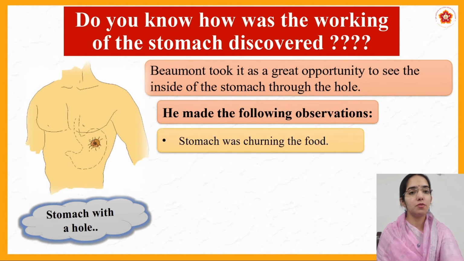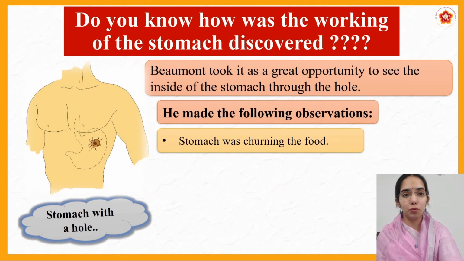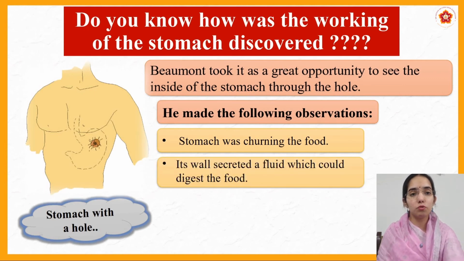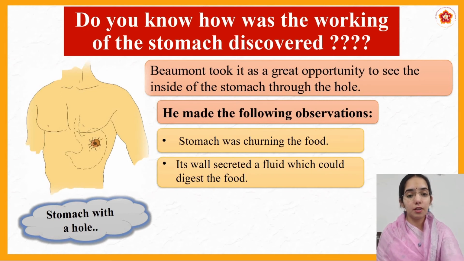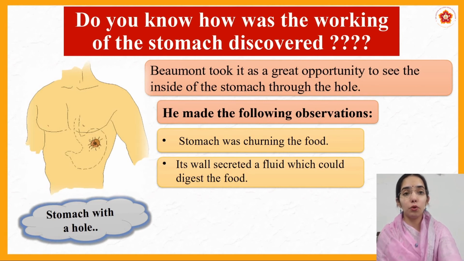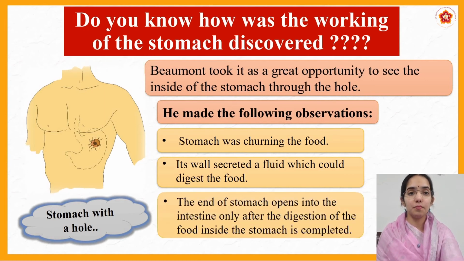So what were those observations? He found out that the stomach was churning the food. So inside the stomach, the food was getting churned. It was moving all around. Then the walls of the stomach secreted a fluid which could digest the food. So he found out there is a certain fluid which the walls of the stomach are secreting, and because of that, the food is getting digested.